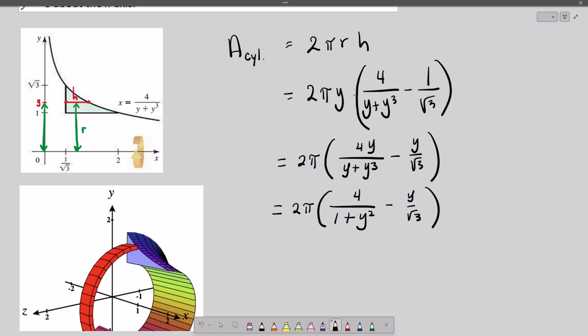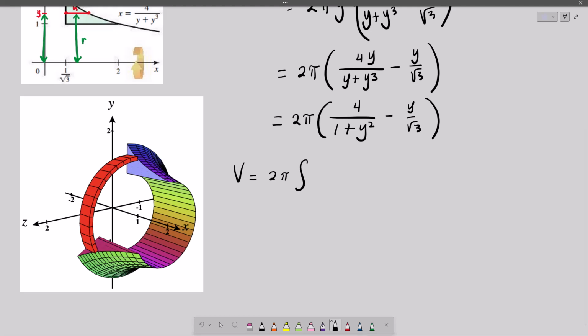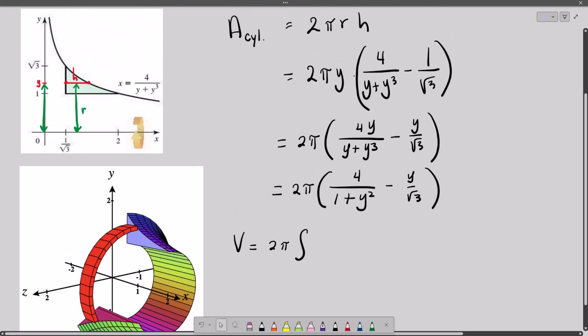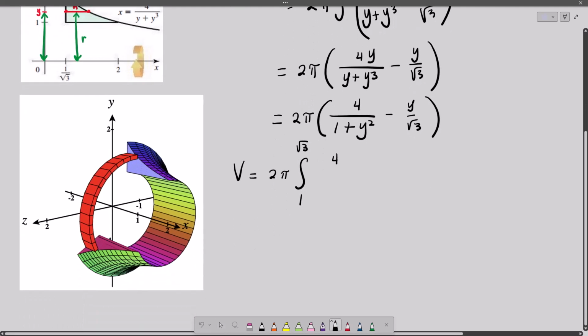All right, so now that is the area of the cylinder at y. So you plug some y value in between 1 and root 3, and that's going to be the area of the corresponding cylinder. Volume is the integral of this. We are doing a dy between 1 and root 3. So 1 to root 3 will be our limits of integration.